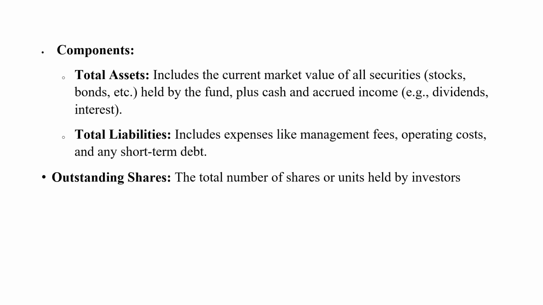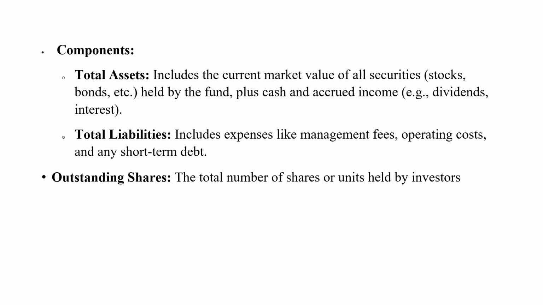$11.80 per share. So this is the way of calculation: asset minus liability divided by outstanding shares, you get the NAV calculation. So the NAV of the mutual fund is $11.80 per share. This means that if an investor were to buy or sell one share of the mutual fund, they would do so at a price of $11.80. So this is the way of calculating.